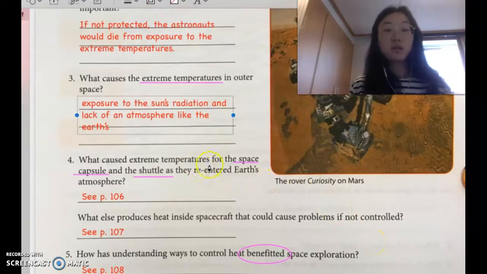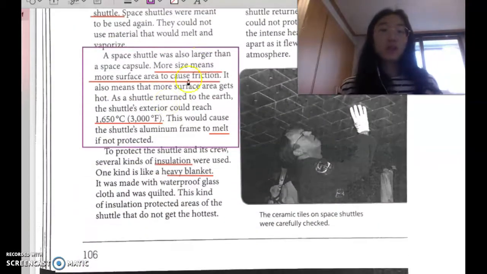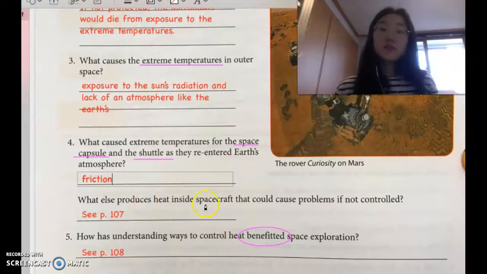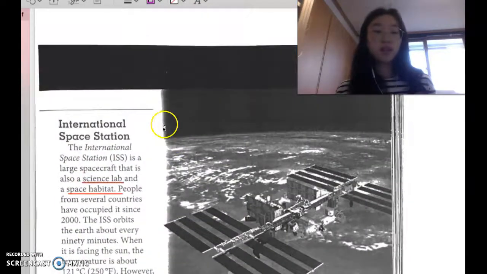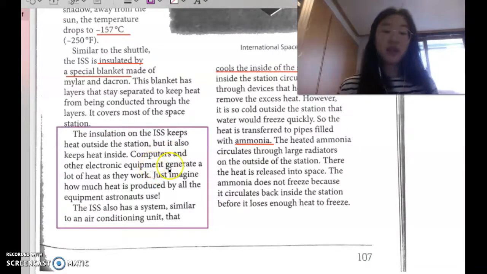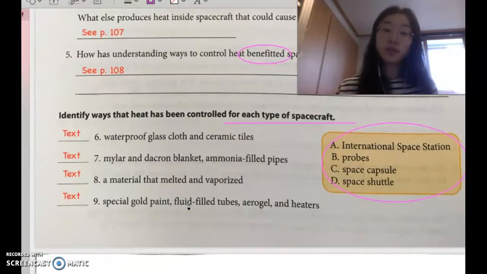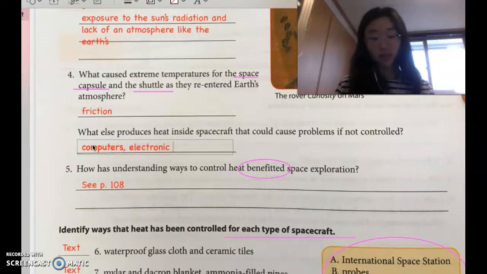What caused extreme temperatures for the space capsule and the shuttle as they re-entered Earth's atmosphere? Page 106. What did you write? Well, it says here under the space shuttle section, more size means more surface area to cause friction. That's your answer. And what else produces heat inside spacecraft that could cause problems if not controlled? What did you put here? Well, it says under the ISS section, computers and other electronic equipment generate a lot of heat, which is very true. I think my computer's heating up right now, actually. So we can say computers, electronic equipment.